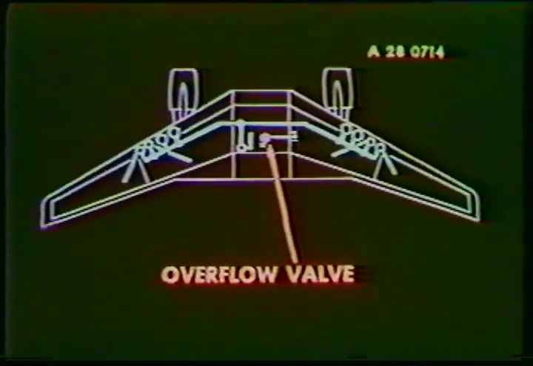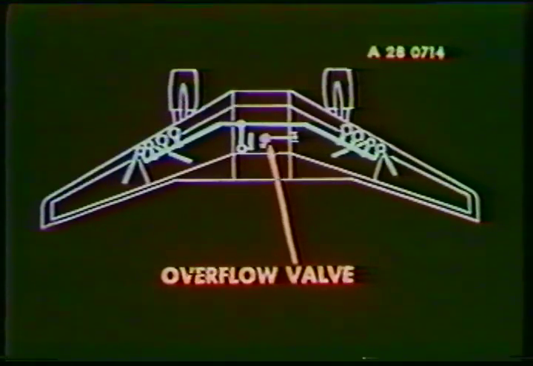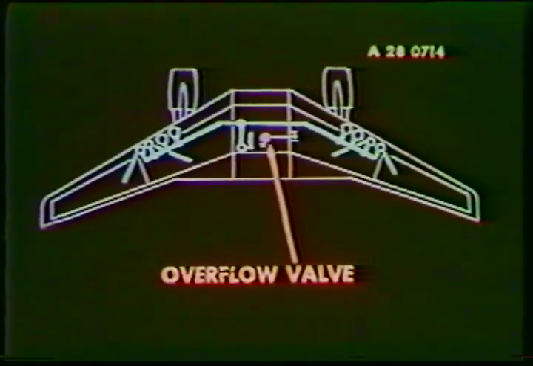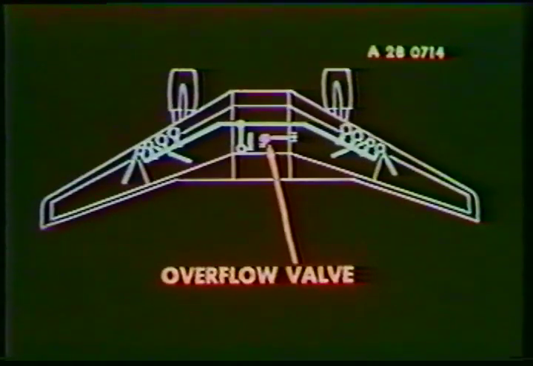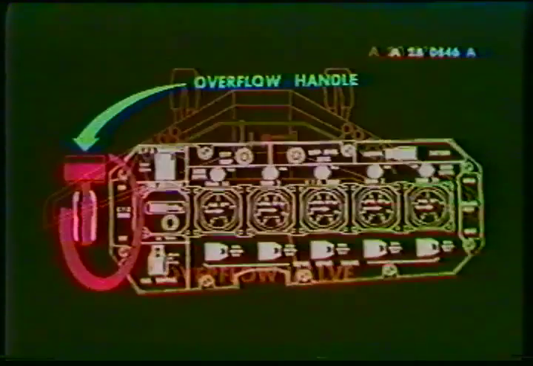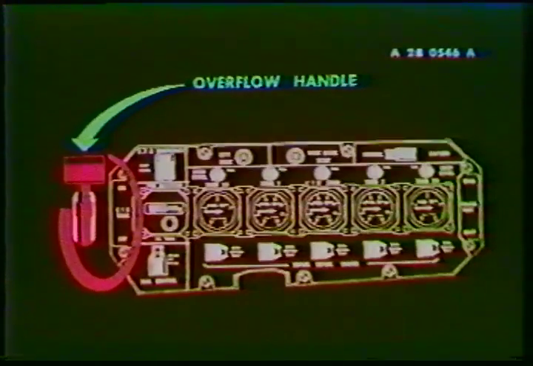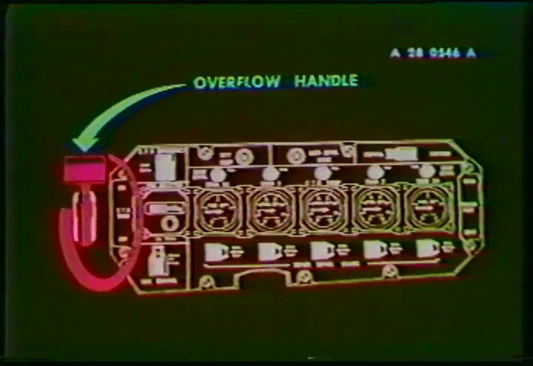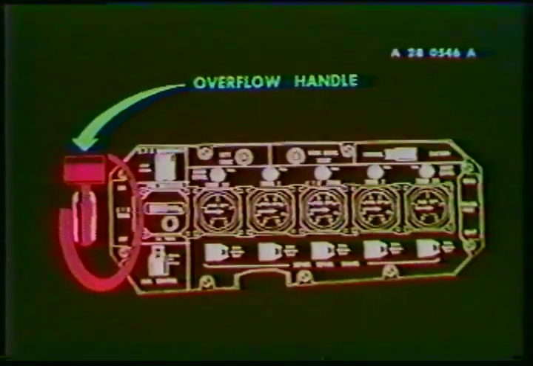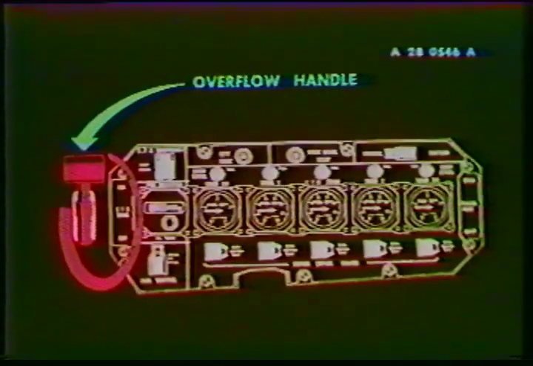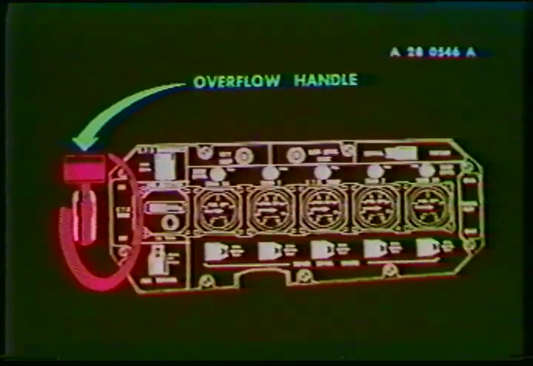An overflow valve is installed in the center tank to protect the tank from overpressure in the event of a malfunction. This valve connects the center tank with the number 2 tank. A handle located on the left-hand side of the refuel panel controls the overflow valve and allows the center tank refuel-defuel valve to be electrically operated.